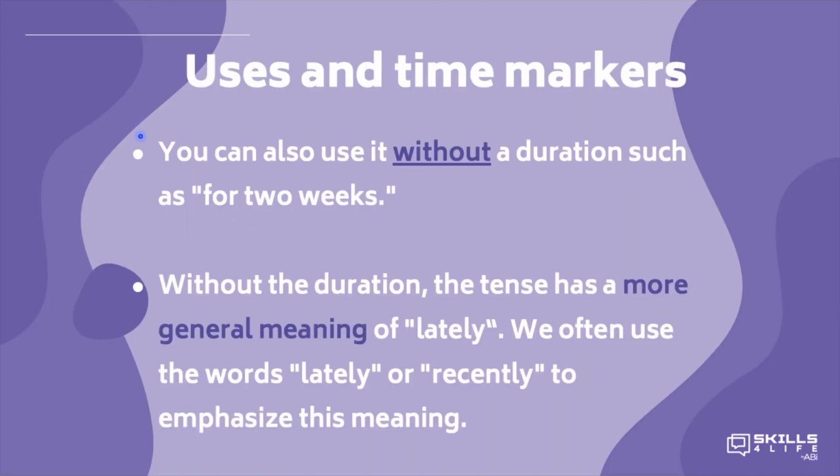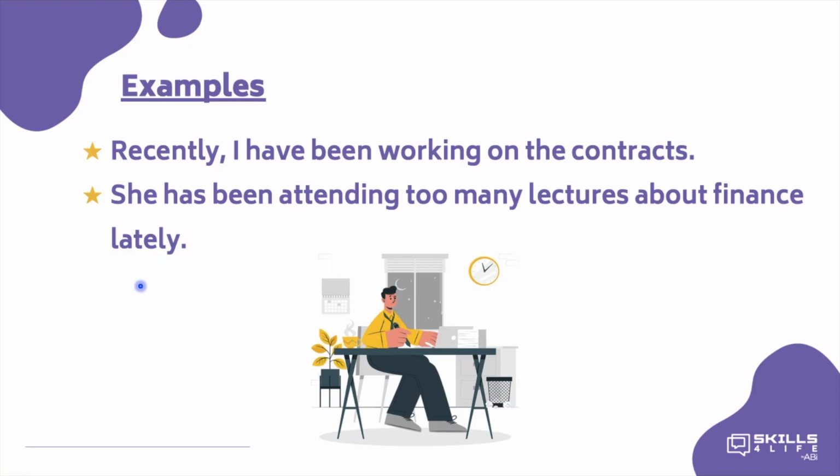In addition, you can use this tense without a duration such as for 2 weeks. Without this duration, the tense has a more general meaning of lately. Actually, we often use the words lately or recently to emphasize this meaning. These are some examples. Recently, I have been working on the contracts. She has been attending too many lectures about finance lately.